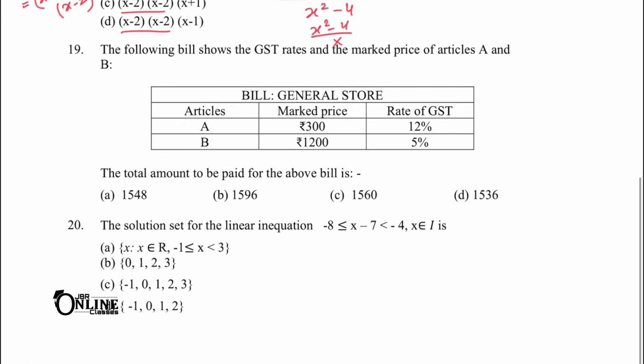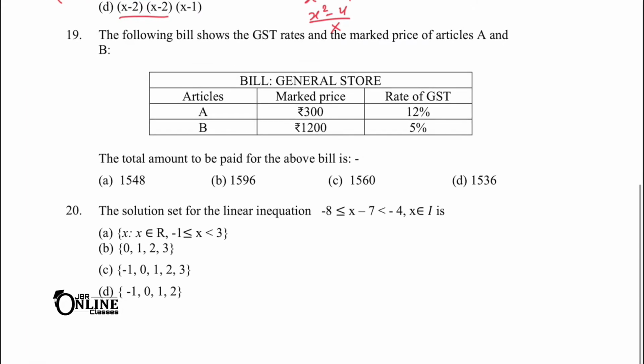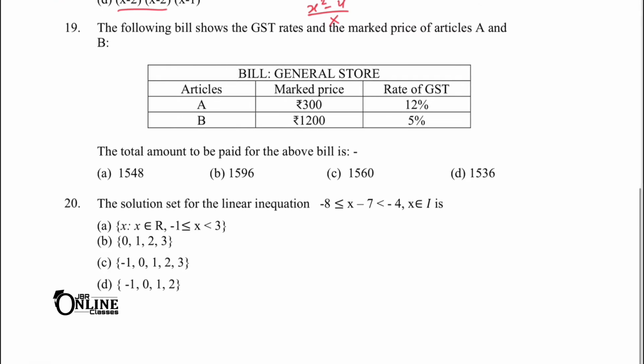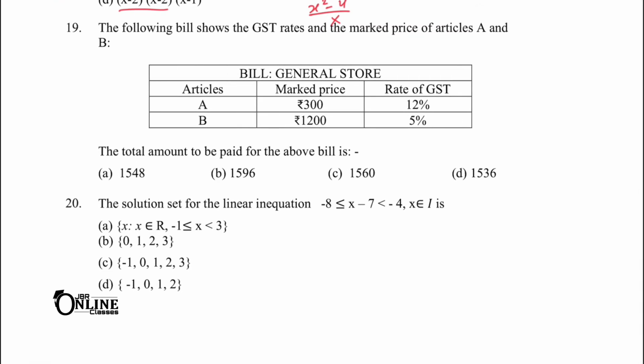Now next here in 19, the following bill shows the GST rates and the marked price of the articles A and B, the total amount to be paid. So as here 300, okay, 300 is the marked price. So 300 with the GST, which means 12%. So you can write this one as 112 by 100. Okay, you have to add 12%. So it will be here 112.